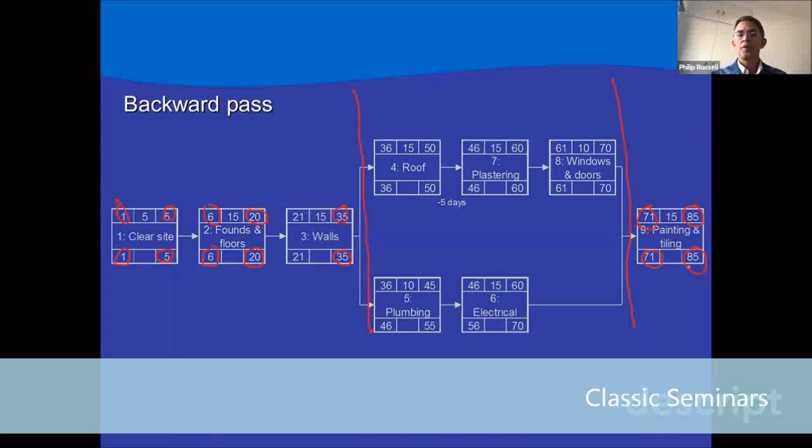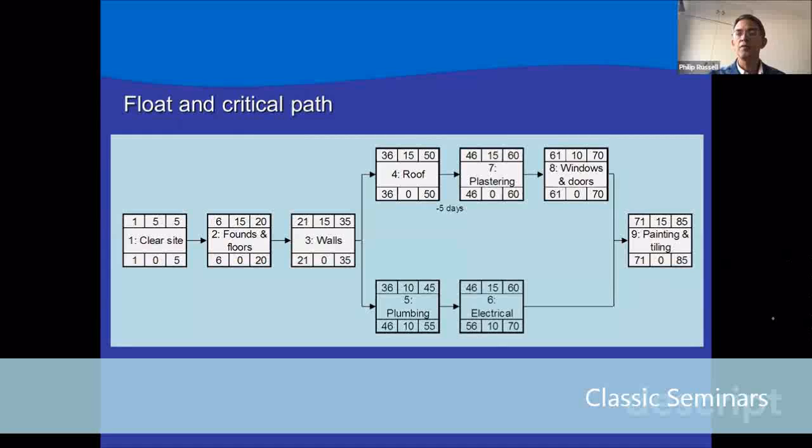Right, now we come to the reason why we did this forward pass and the backward pass. The reason for doing the forward pass and backward pass is in order to calculate float. So let's look at what the floats are. How do we calculate float? Float, very simply, is we take the late finish and subtract the early finish from it. So 70 minus 70 gives us a float of 0. 60 minus 60 gives us a float of 0. 50 minus 50 gives us a float of 0.